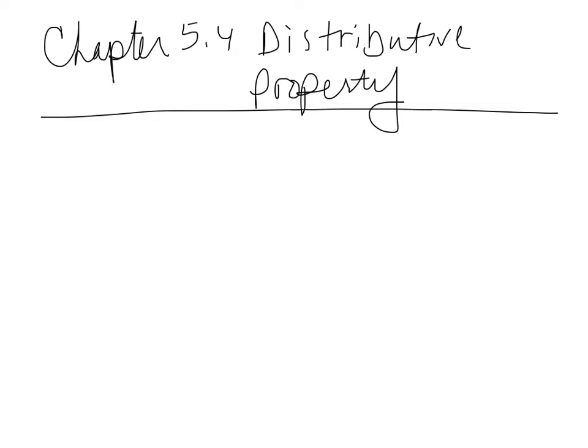So distributive is really what it says. It distributes what's outside the parentheses times what's inside the parentheses. So on page 376 in your book, follow along, it says examples. 4 times 6 plus 2.